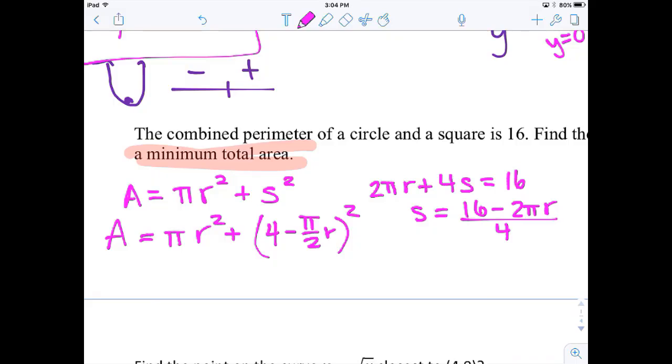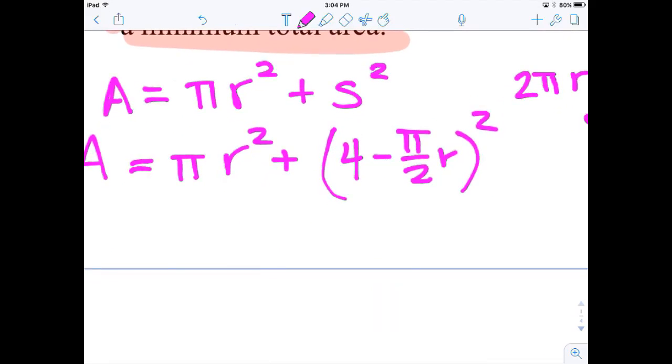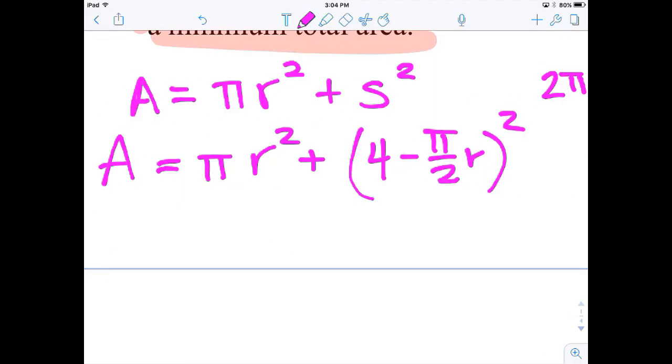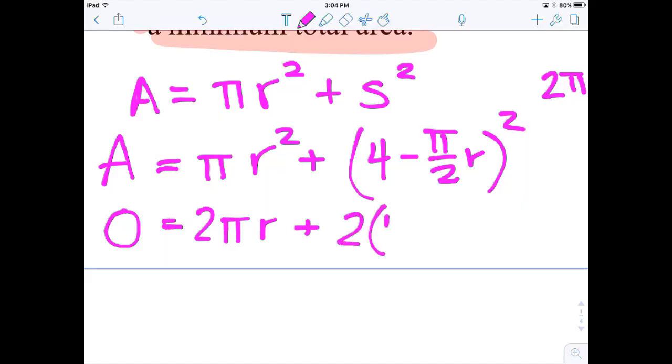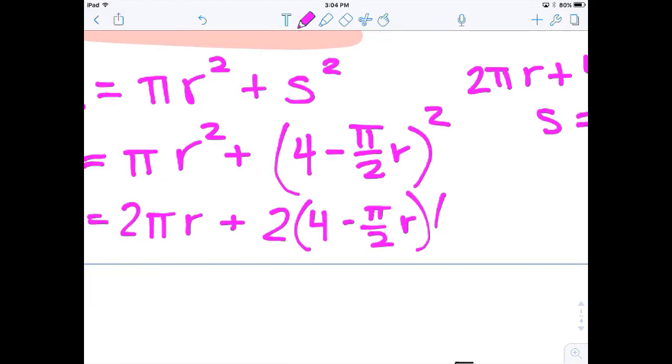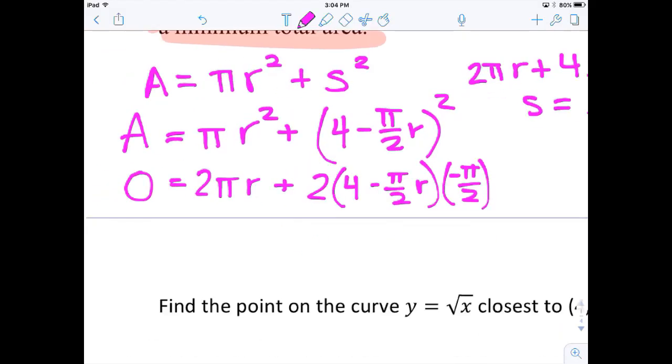Now, to actually optimize this, we need to take a derivative of it. So you can do that by multiplying this out, so you could use product rule, or I'm just going to use chain rule on it. So I want to set that derivative equal to 0. So this would be 2 pi r plus 2 times (4 minus pi r) over 2 times the derivative of the inside, which is negative pi over 2. So there's my derivative. And let's do some solving here.